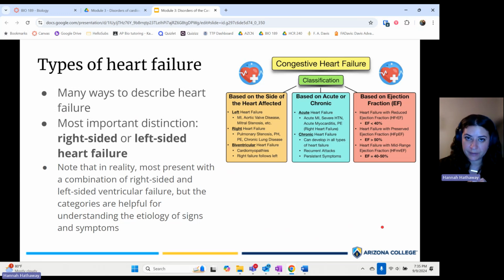This is a bit of an oversimplification. I do think it's a helpful oversimplification because it really helps you understand the cause and effect that's causing the heart failure. But in reality, most people who present with heart failure have a combination of both, because if you have prolonged right side heart failure, it will eventually lead to left side heart failure and vice versa. But it is helpful for understanding things like signs and symptoms. So that's why I think it's worth focusing on this, even though it is a little bit of an oversimplification.